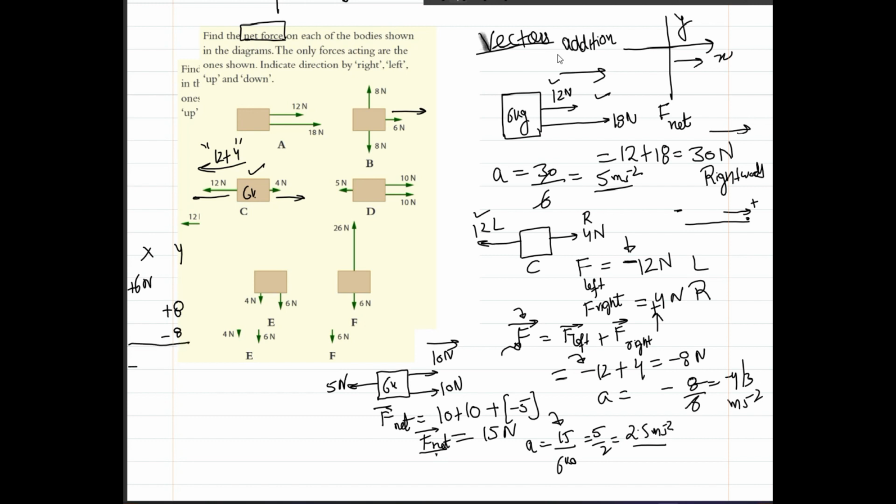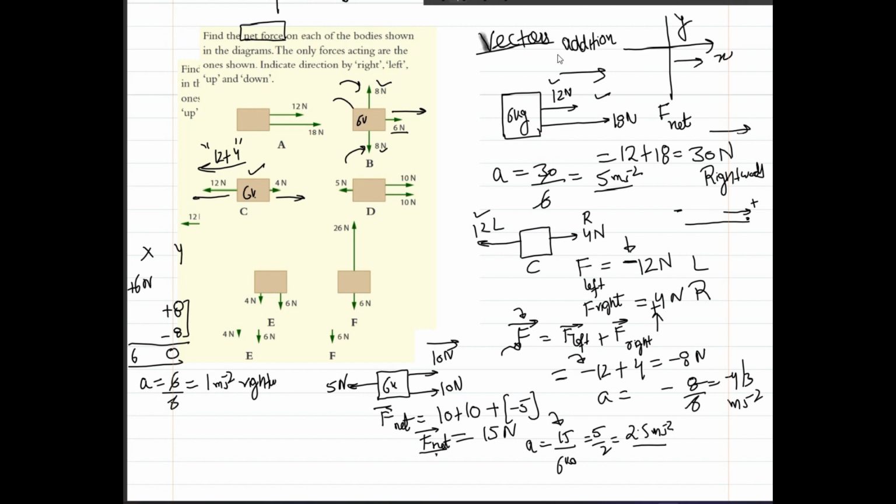If I do the totaling of X axis, it is only 6. If I do totaling on the Y axis, it is 0. Therefore, the only force acting on this block is a rightward force of 6 Newton because 8 and 8 cancelled each other, right? So the resultant is 6 Newton, and if your mass is again 6 kgs, you will get your acceleration to be 6 Newton upon 6, and you will write it as 1 meter per second square rightward, right?